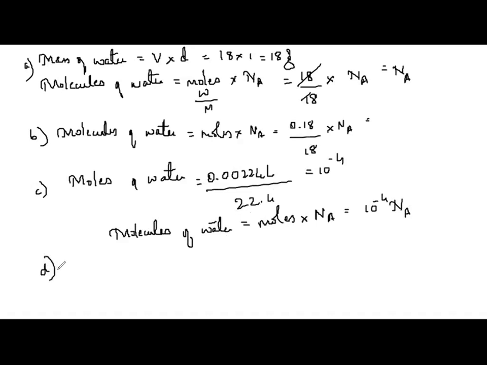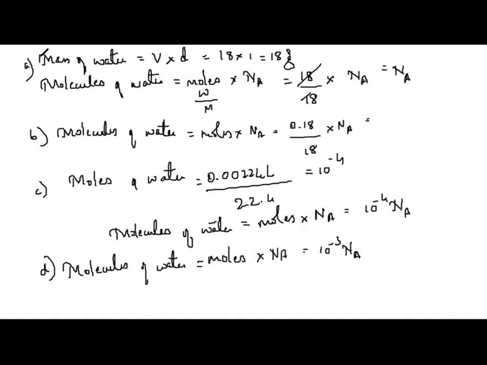Option D. Molecules of water is equal to moles again into Avogadro number. How many moles is it given? 10 raised to minus 3 Na. I hope this point is clear.